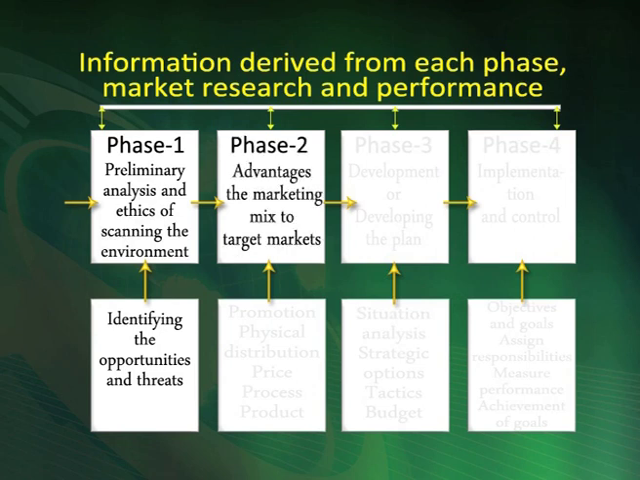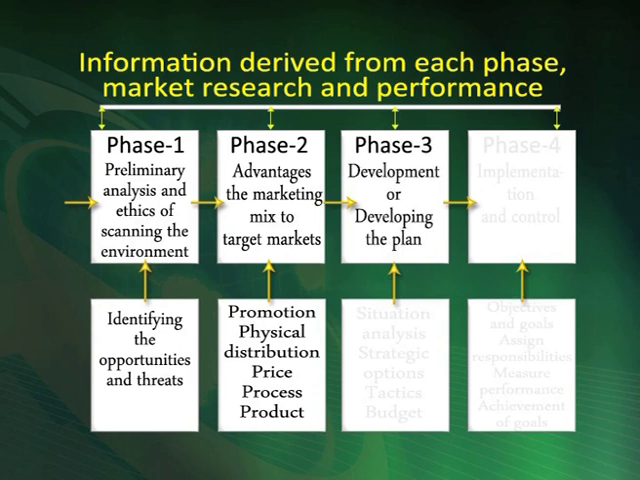Then we come to phase 2, that is the advantage of marketing in terms of the products and the markets. So, when it focuses on products, we talk about the marketing mix, which involves the Ps related to promotion, distribution, physical evidence, the price, the process and the product itself.